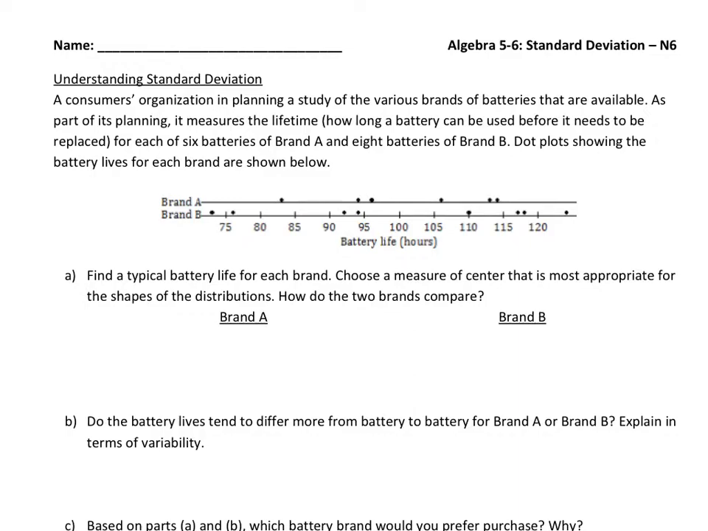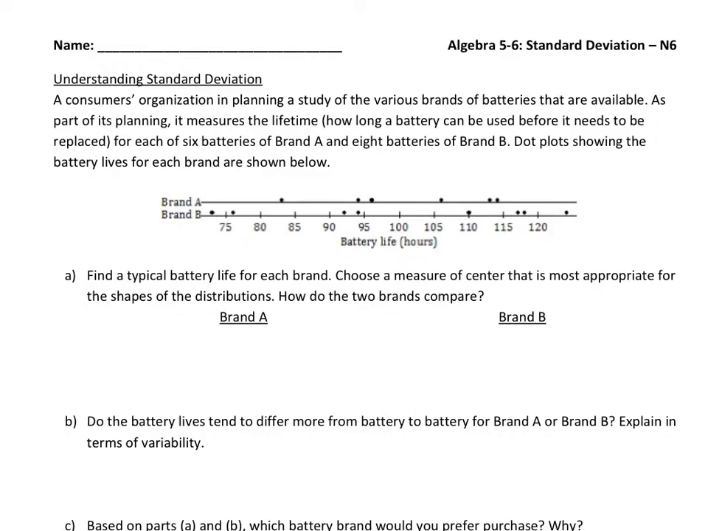As part of its planning, it measures the lifetime, how long a battery can be used before it needs to be replaced, for each of 6 batteries in brand A and 8 batteries of brand B. Dot plots showing the battery lives for each brand are shown below. Find a typical battery life for each brand.